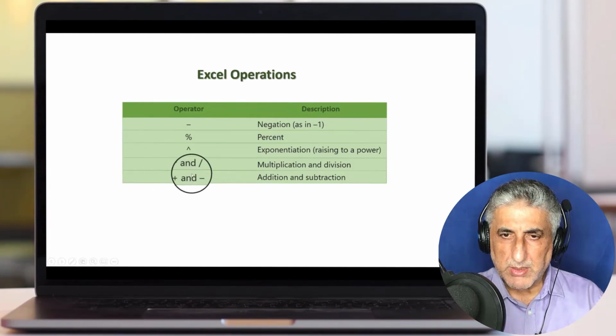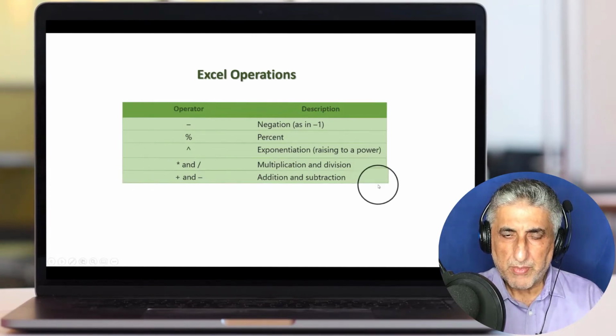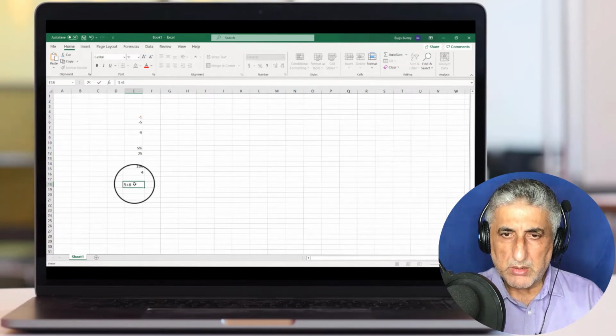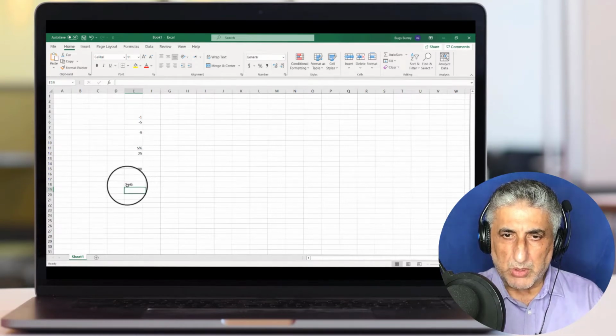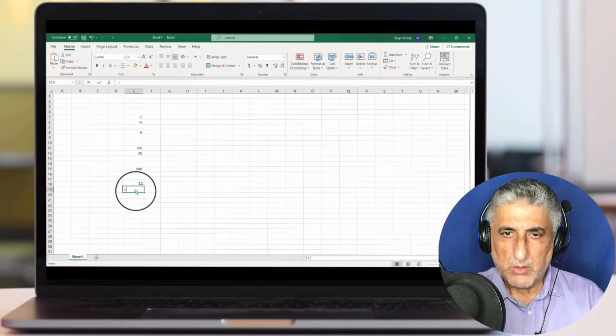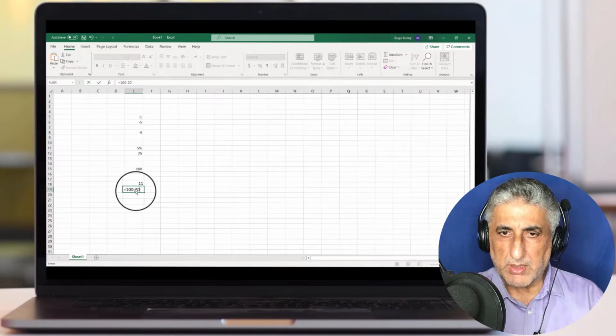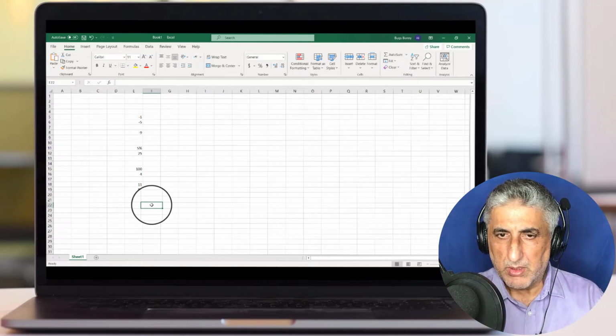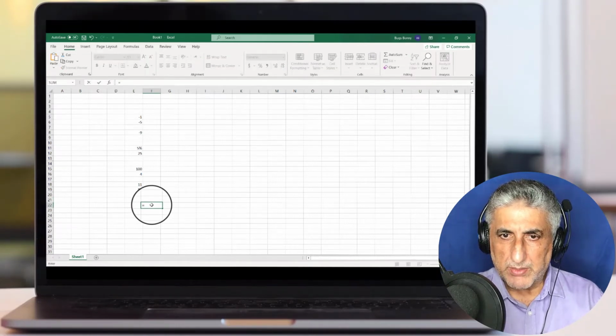Let's use addition and subtraction. 5 plus 6, there is no answer because we did not put equal at the start. It is 11. How about 100 minus 20 is 80. Pretty straightforward stuff.